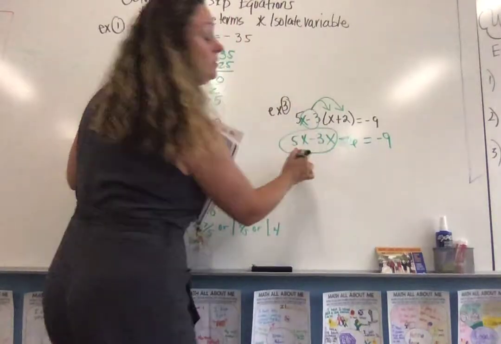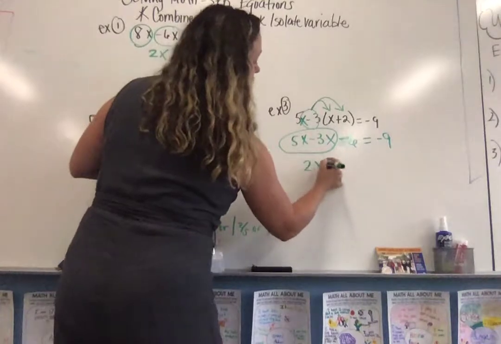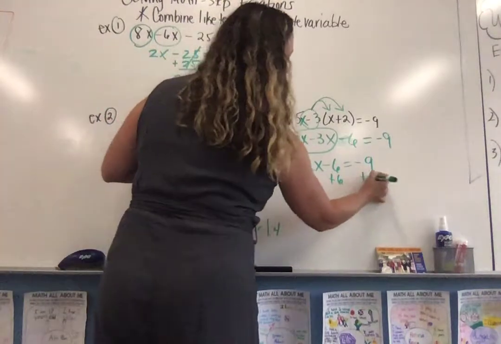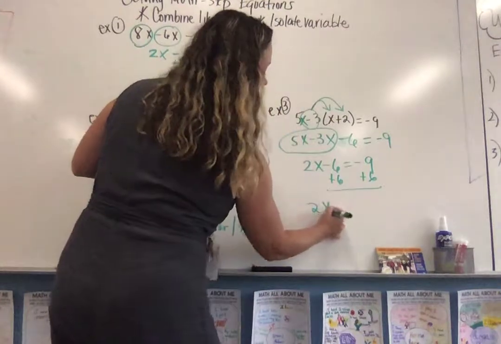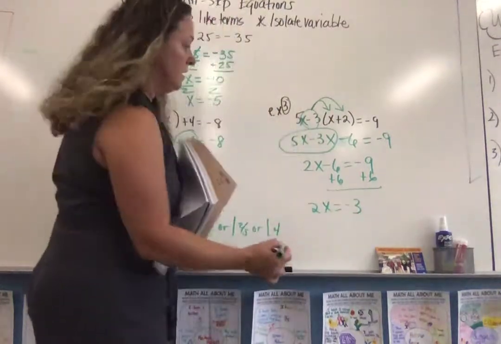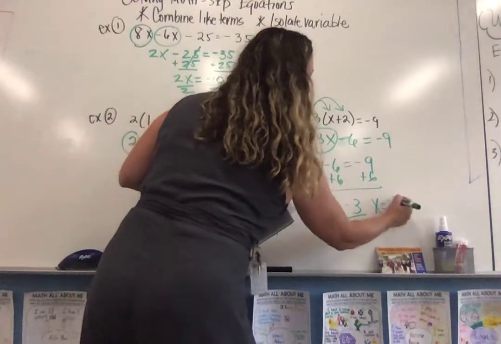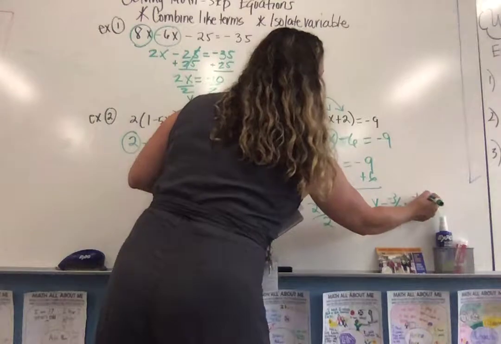And then those are my like terms. So I have 2x minus 6 equals negative 9. I add 6 to both sides. I have 2x equals negative 3. I divide both sides by 2. X equals negative 3/2, or negative 1.5.